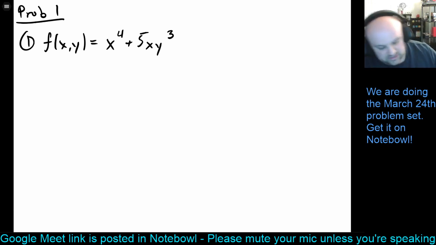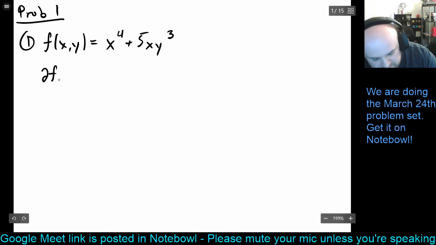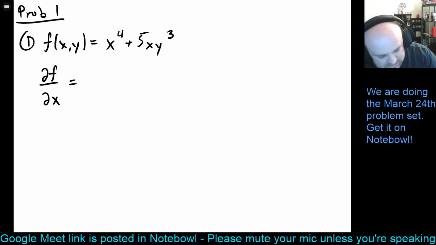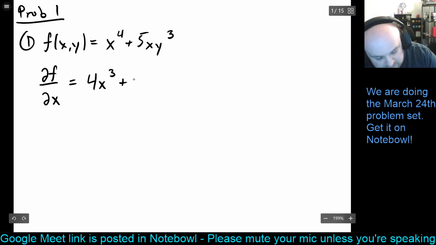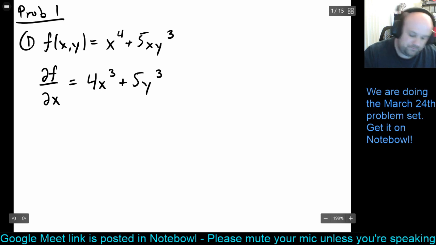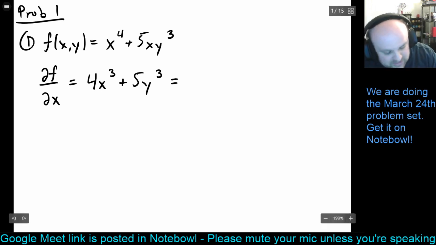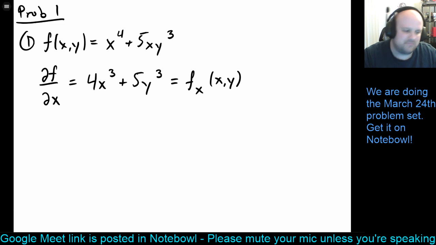All right. So let's start with, say, the partial derivative with respect to x. So just differentiate this function as a function of x. So 4x cubed plus 5y cubed. And of course, the other notation for this is f sub x, or you can add on the x y if you want. There's all sorts of ways to actually write that down.